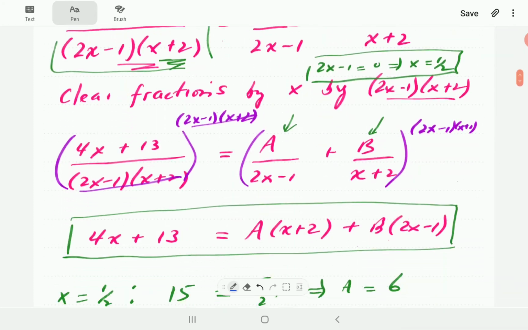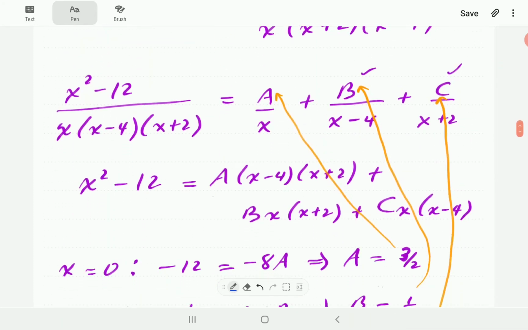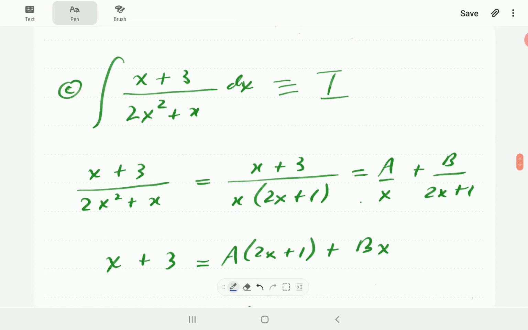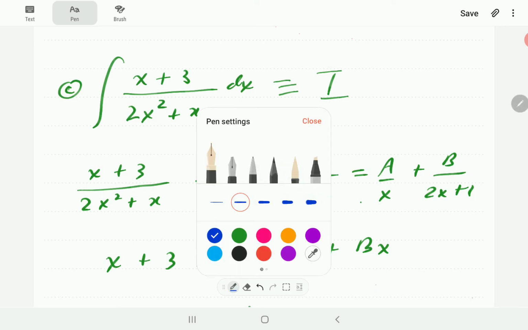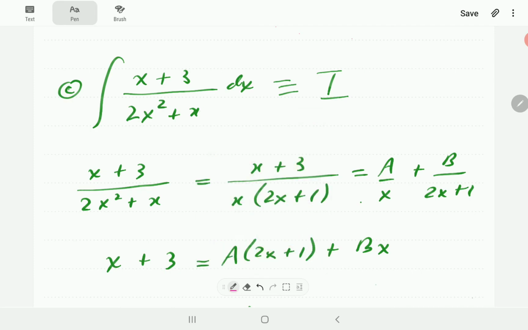Okay, so for part C, we're going to take out the x plus 3 over 2x squared plus x. Factorizing this gives us x into 2x plus 1. So these are going to be our two partial fractions.